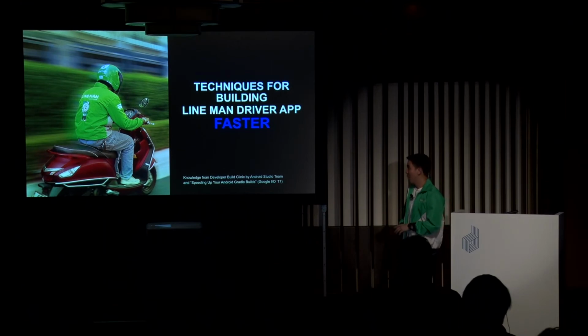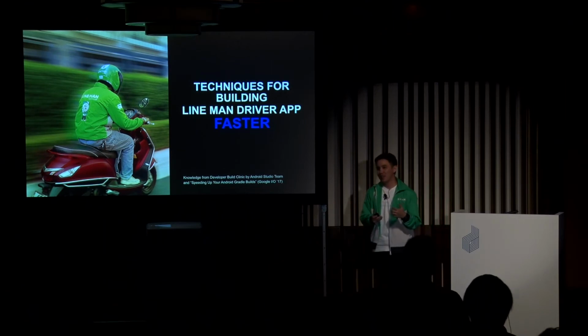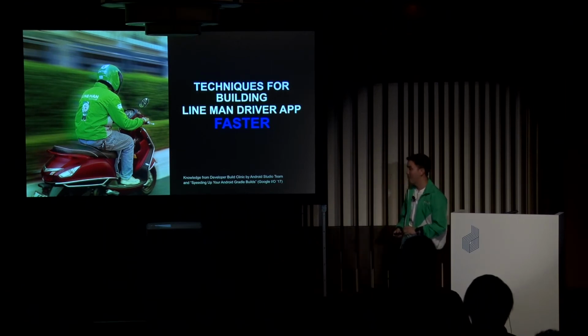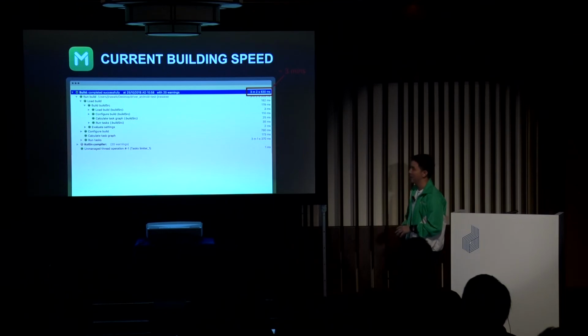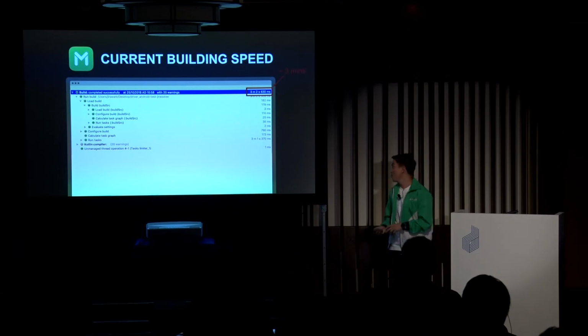So I will tell you the technique of how to build the Blindman Driver app faster with Gradle and Android Studio. At first, I would like to show you the current build speed. This is the full build speed of the Blindman Driver app. Now we have around 3 minutes for the full build.